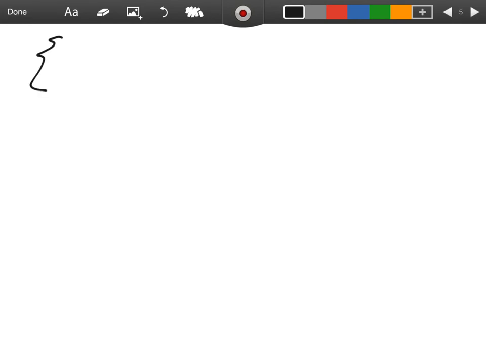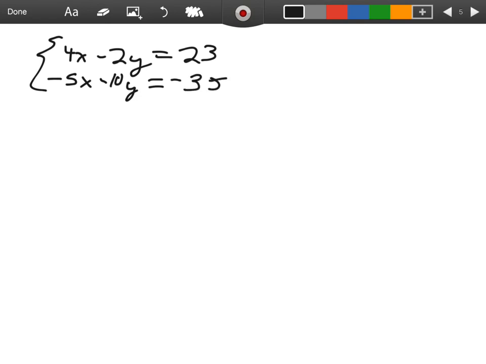Let's say I have 4x minus 2y equals 23, negative 5x minus 10y equals negative 35. So if I convert it to a matrix, that's 4, negative 2, 23, negative 5, negative 10, negative 35.